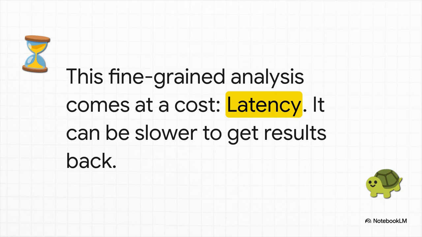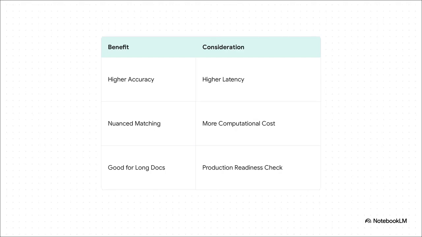All of that detailed work, all that computation, well, it takes time. Comparing every query token to potentially thousands of document tokens is a lot of work, and that can lead to higher latency. Or, in plain English, it can just be a bit slower. So let's just lay it all out on the table. On the one hand, you get these incredible benefits: higher accuracy, really nuanced matching, and it's especially great for longer, more complex documents. But on the other side of the coin, you have to consider the higher latency and the extra computational cost. It basically means you have to do a production readiness check and ask yourself, is this trade-off worth it for my specific application?